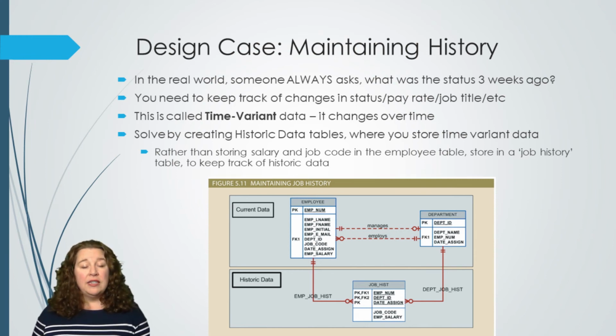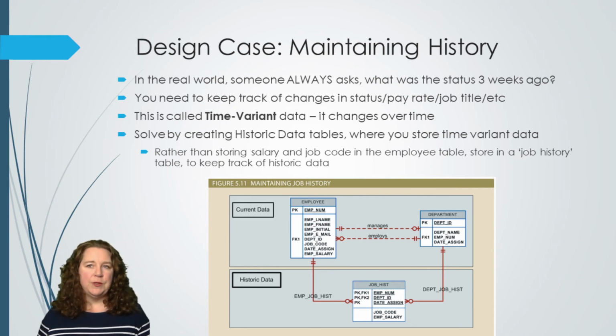The way we solve it, and actually there are lots of ways to solve it, one of the ways, the way the book explains it here, is that you create historical data tables. You change your attributes to create a table to store just the time variant data. So in this situation, I had an employee, and the employee had a job code and he had a salary. And then I realized I wasn't storing a history of that job code and that salary. I was just putting them in the employee table. So when the guy got a raise, we just changed it automatically. We changed his salary from X to Y, and we changed his job code from something to something else.